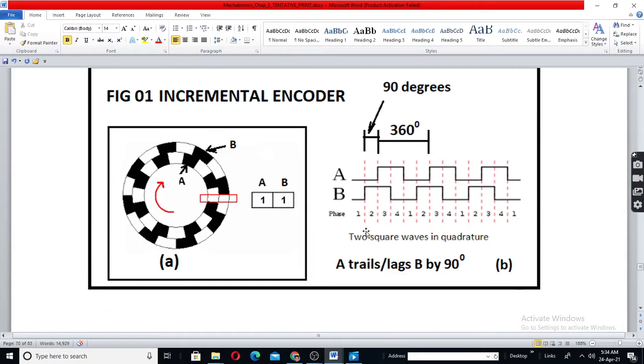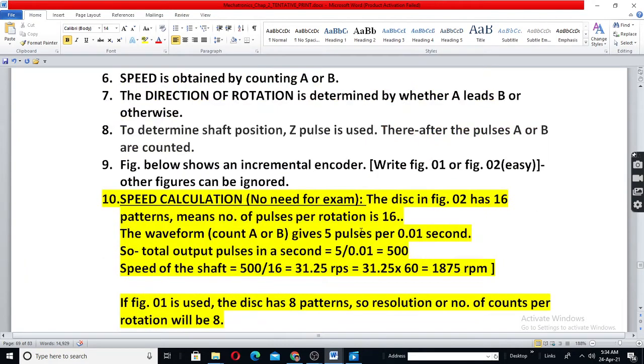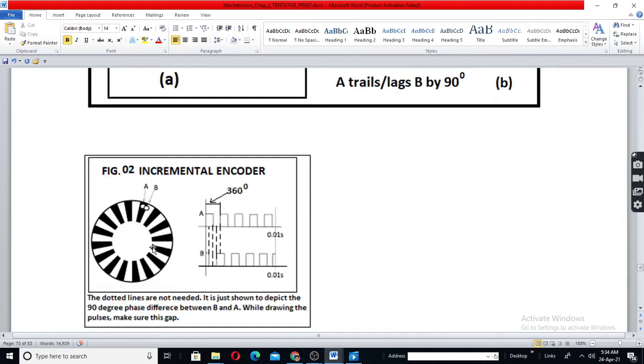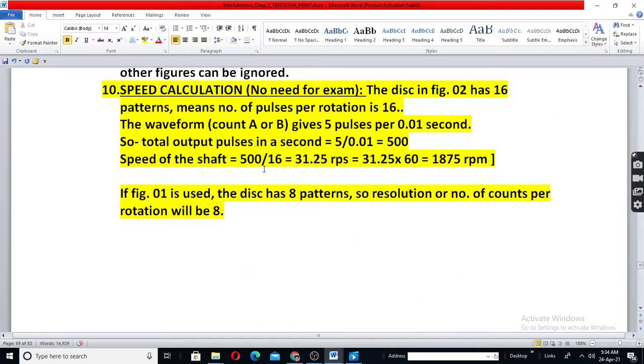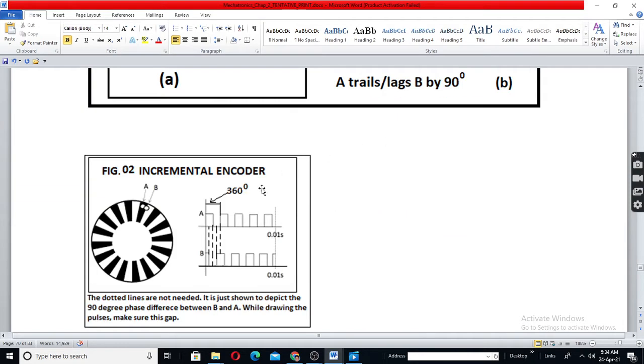Now, in this figure, per second, this figure 2 has 16 patterns. Figure 2. Okay, this is figure 2 has 16 patterns. Here it is 16. Okay. 5 pulses in 1 second. See, 1, 2, 3, 4, 5. 5 pulses in 1 second.